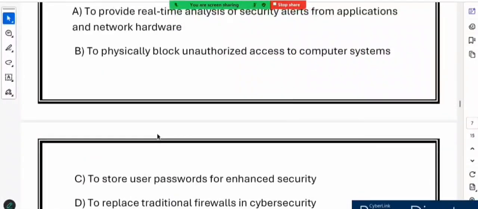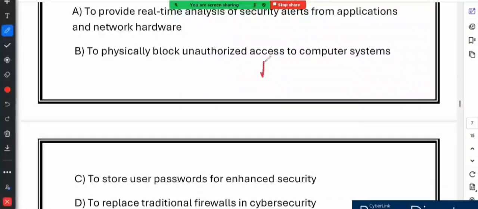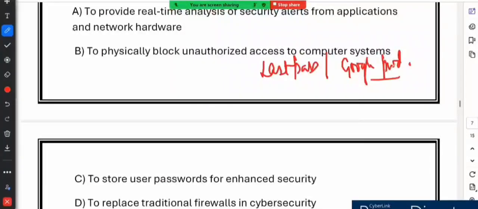The last option, option C, to store user passwords for enhanced security. SIEM does not store passwords. It is designed to detect cyber threats and security breaches. There are password managers, for example, you might have heard about LastPass, or Google Password Manager. These store user credentials securely, but they do not monitor security threats like SIEM does.